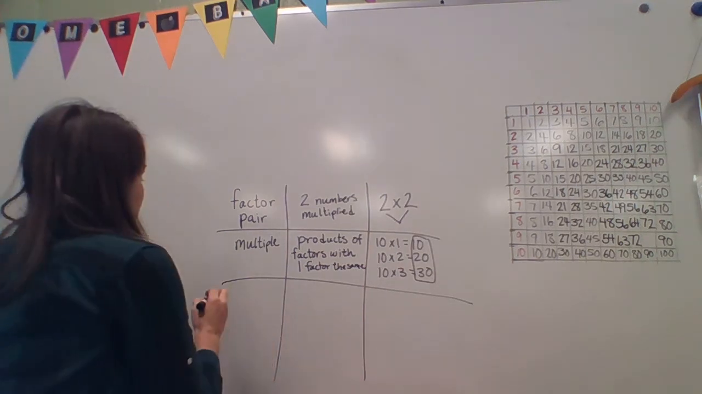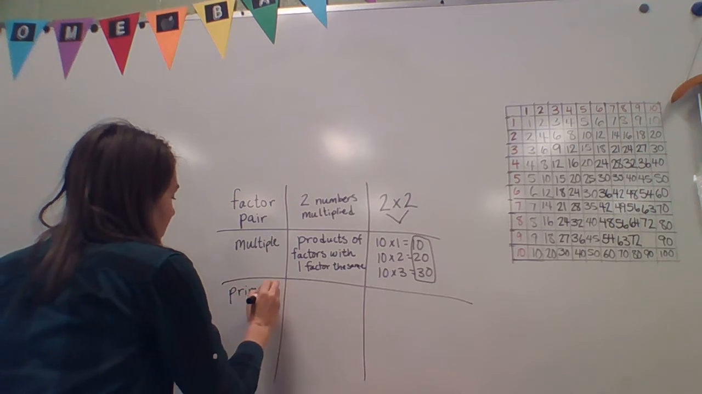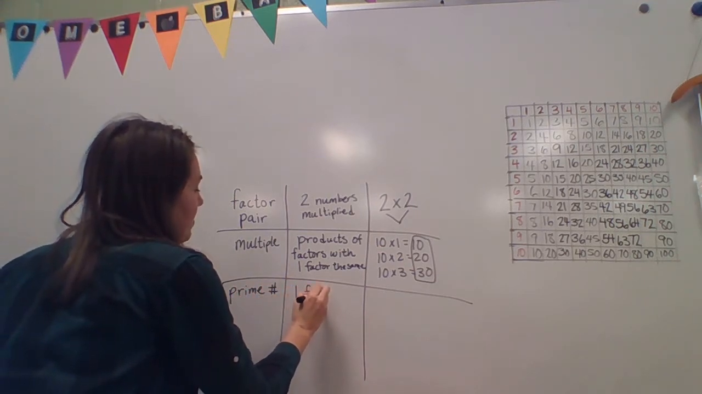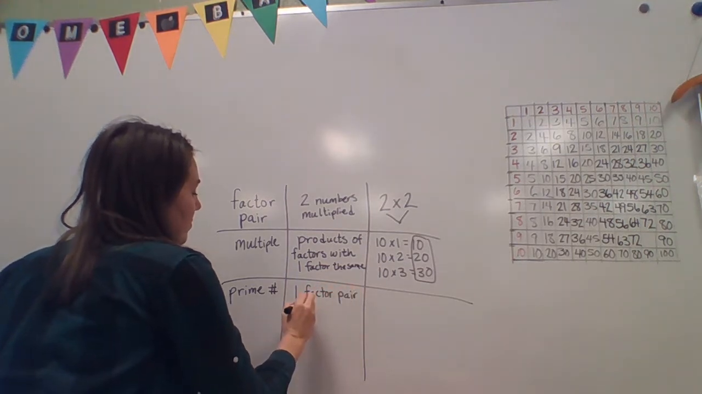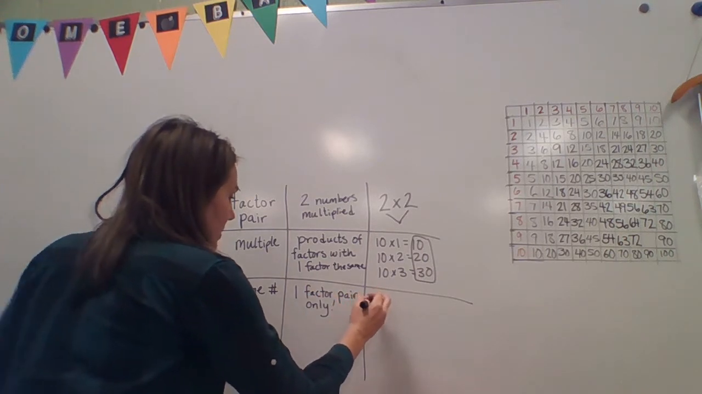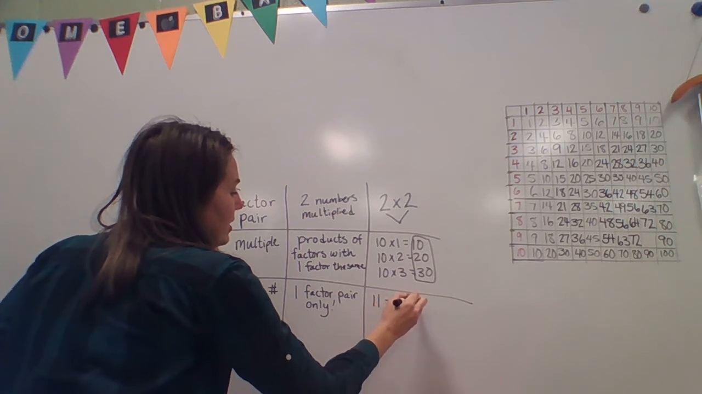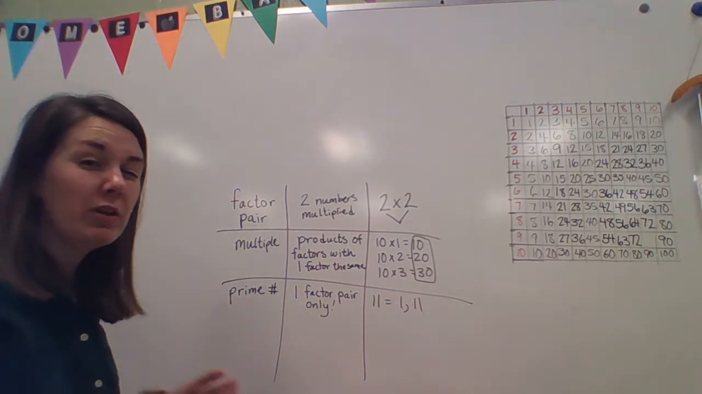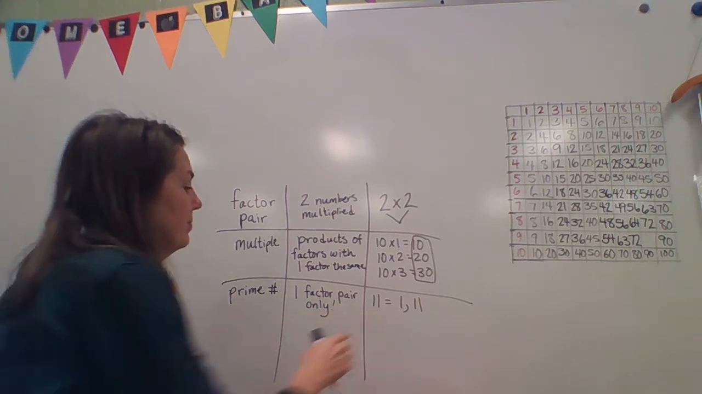Next word is prime number. A prime number only has one factor pair. So for example, 11, we said, can only be created by 1 and 11, or 1 times 11, or 11 times 1. That's the only factor pair that we can multiply to get the number 11.